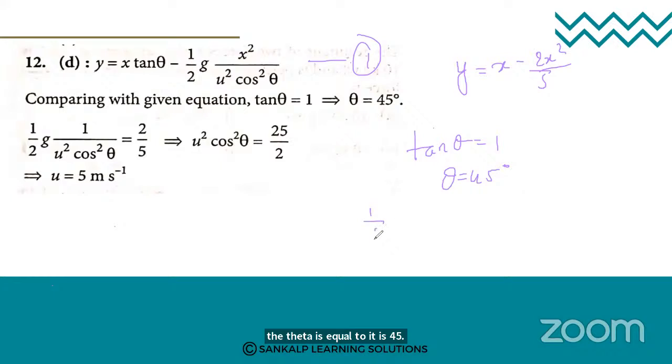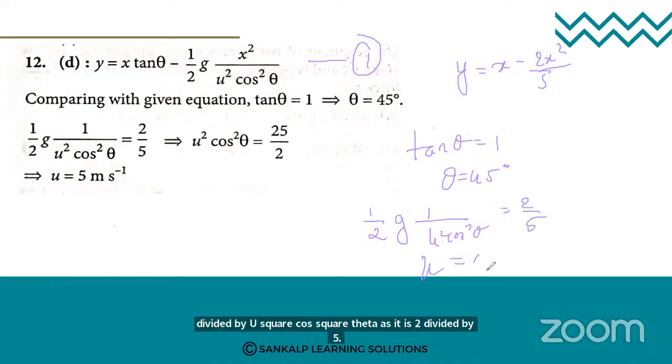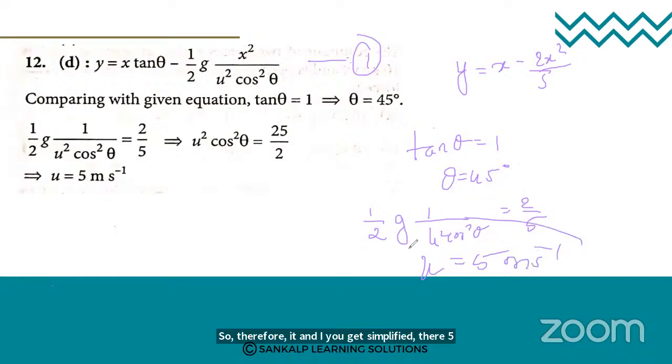Correct. So now if I compare half g 1 divided by u square cos square theta as it is 2 divided by 5. So therefore, if we simplify u, we get 5 meter per second. Option D is the correct answer.